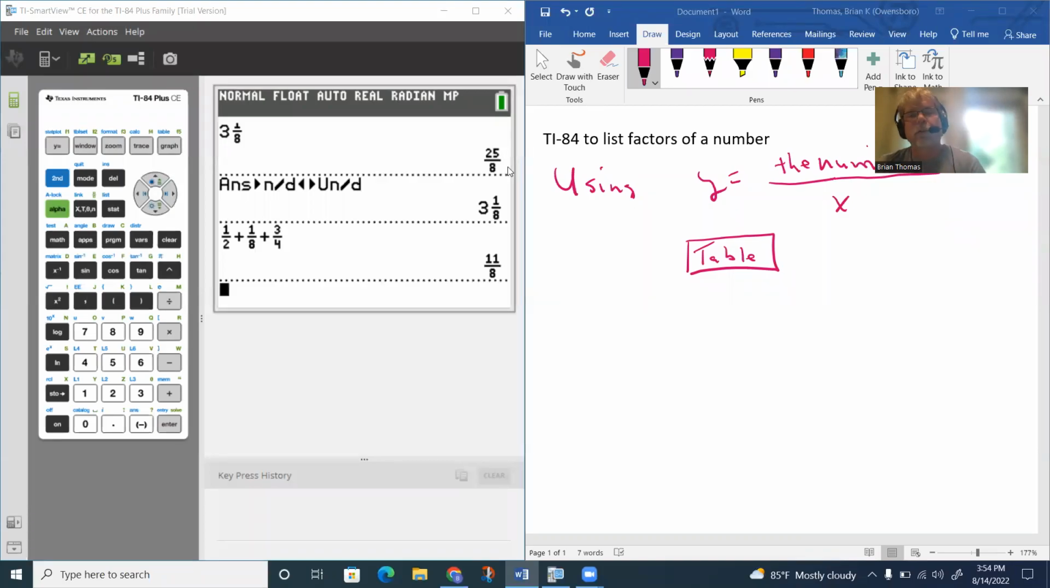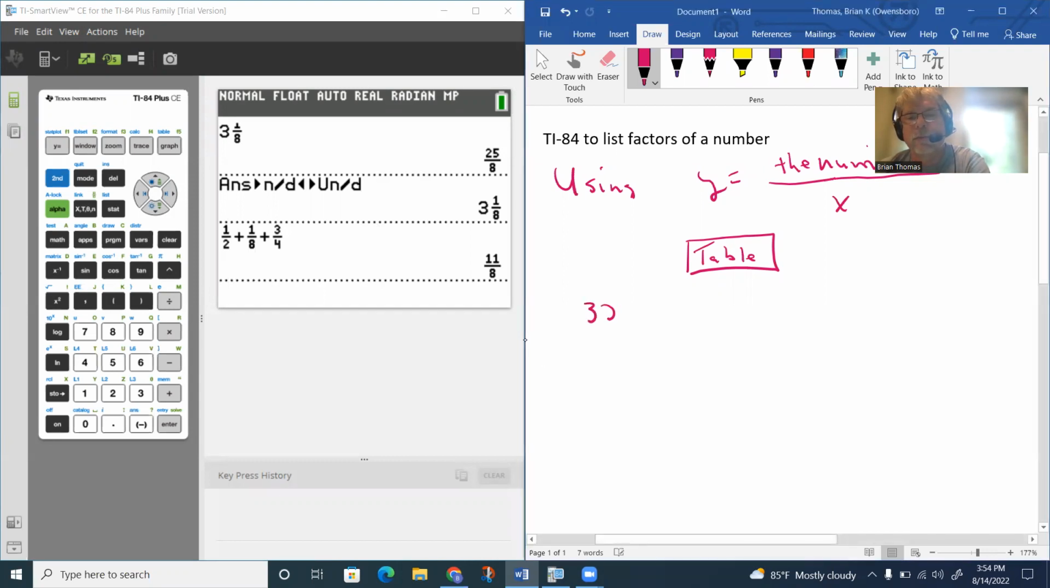So something else we can do with the TI-84 calculator is list factors of a number. Remember that factors are always factor pairs. If I want to list the factors of, say, 32, we do this in a T-chart. We always start with one, so one times 32 would be 32. That would be a pair of factors.